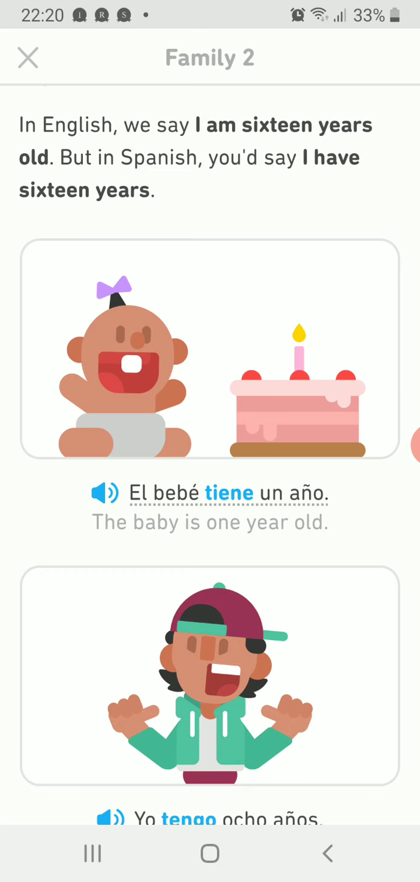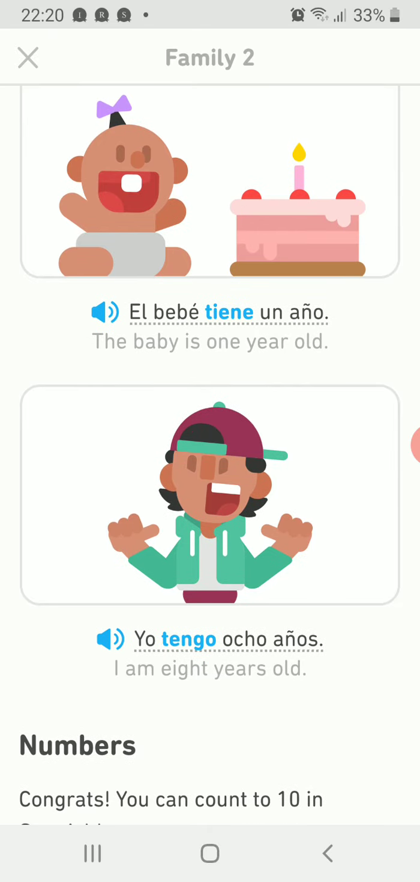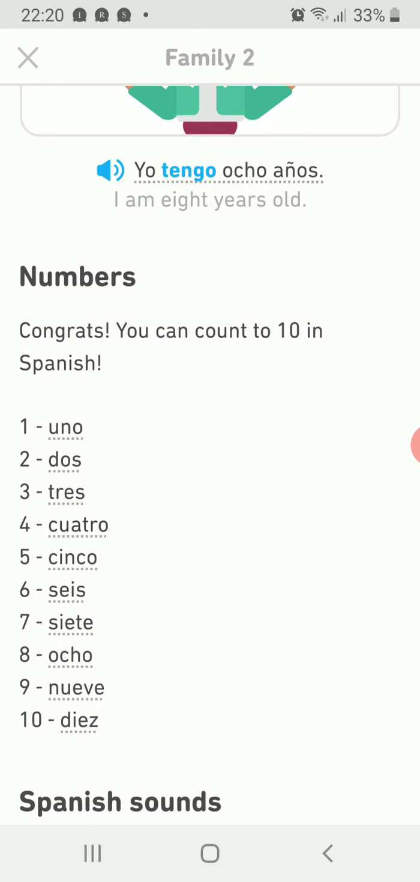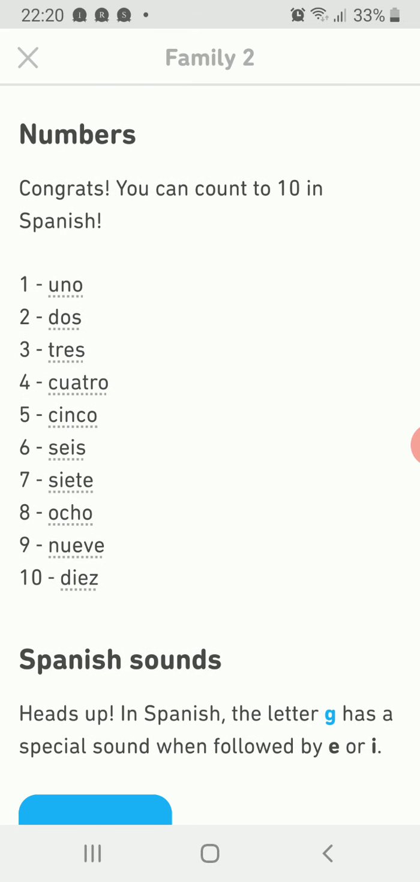El bebé tiene un año. So the baby is 1 year old. And yo tengo 8 años. I am 8 years old. And numbers. Congrats, you can count till 10. This is very easy, just a revision because sometimes you can mix things. 1, 2, 3, 4, 5, 6, 7, 8, 9, 10.